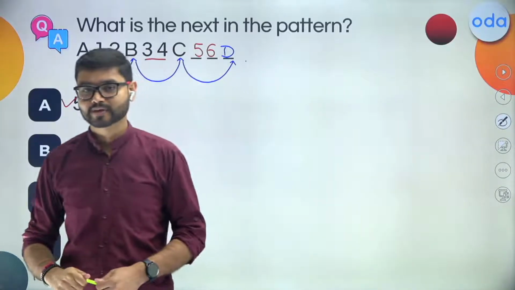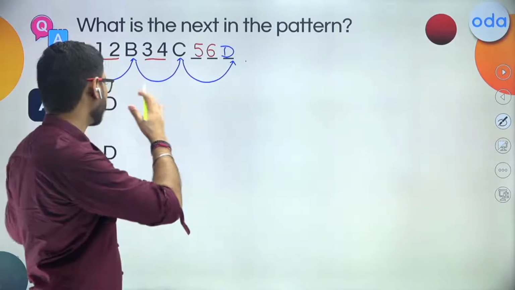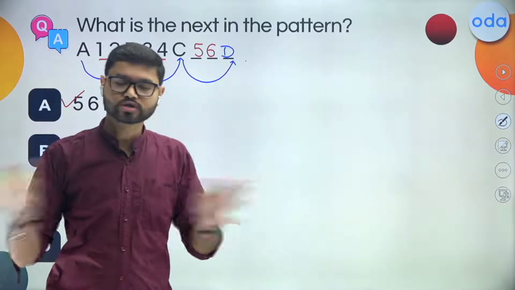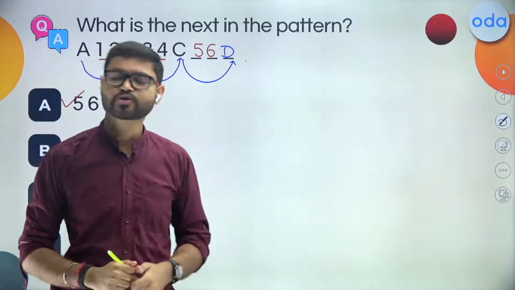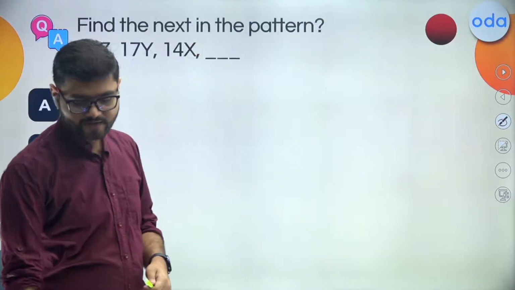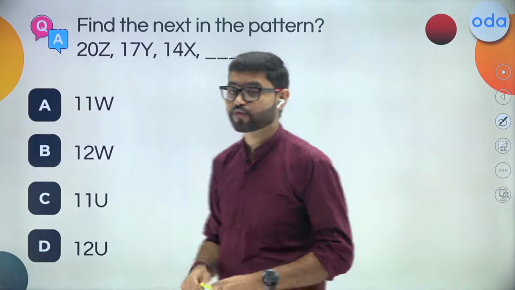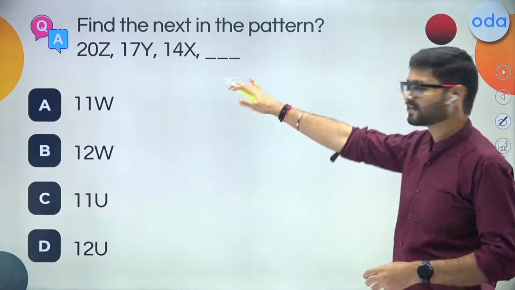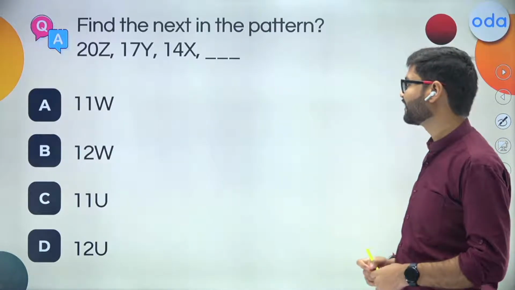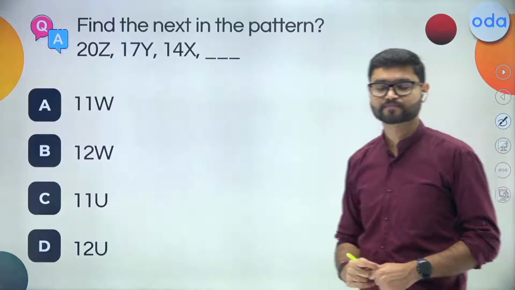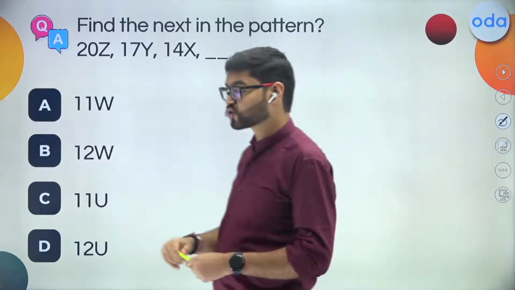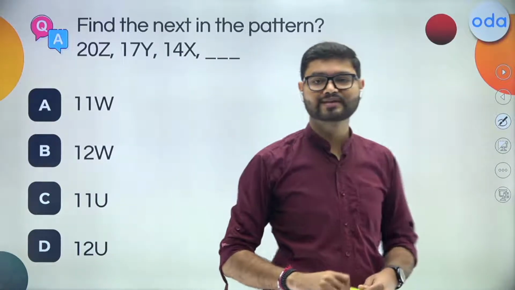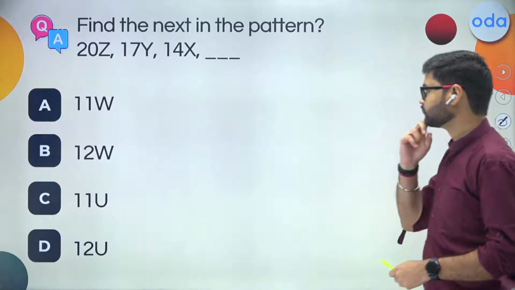Easy peasy. Just focus on letters and numbers separately, not together. That is the key to solving it. I have one more question for you, but this time I want you guys to try and solve it. We have 20Z, 17Y, 14X. What will come next? I'm giving you 30 seconds. Your time starts now. Try to solve the question.